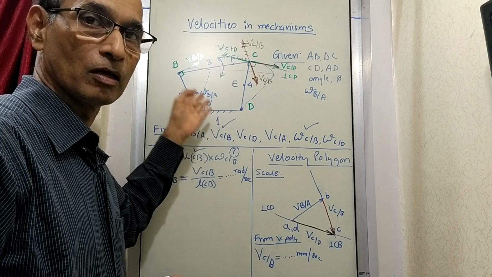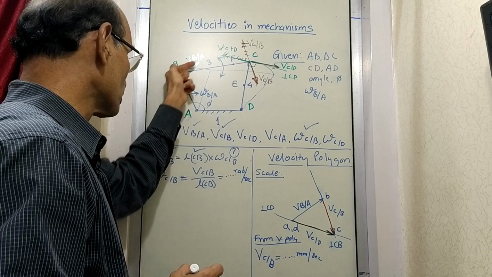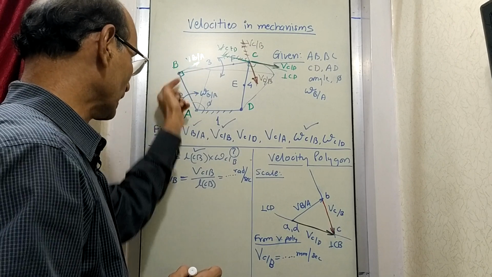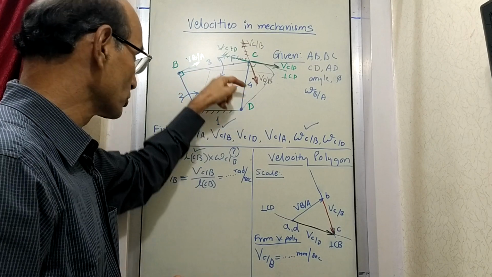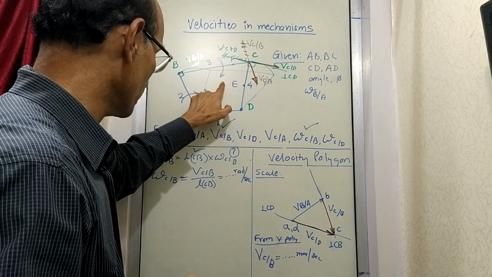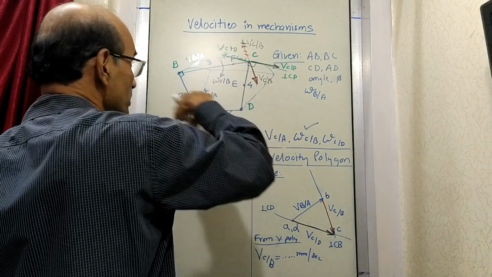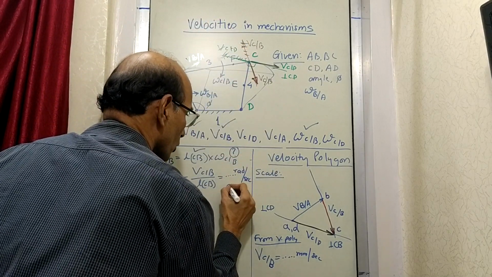From where it has come, now you will say it is given. But even though it is given, you can say that this is the velocity. So because the velocity is like this, the angular velocity is like this. Same way, because the velocity is like this, the angular velocity will be correct. So this is angular velocity of C with respect to B, which is clockwise. So we write here clockwise.